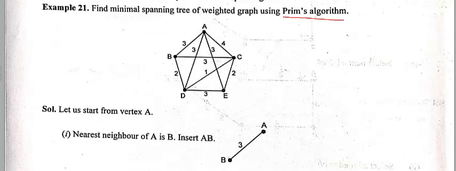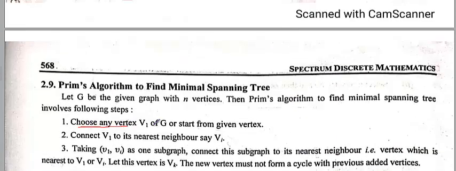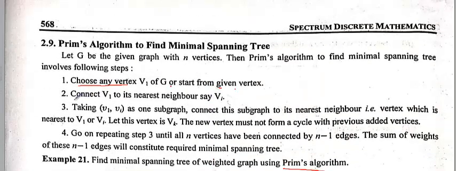You will start from anywhere, means choose any vertex v1 of G or start from the given vertex. You can start from any one. So it is better you start from A. If you have a choice, you can start from A. You can choose any vertex. Okay. So what is the next step?